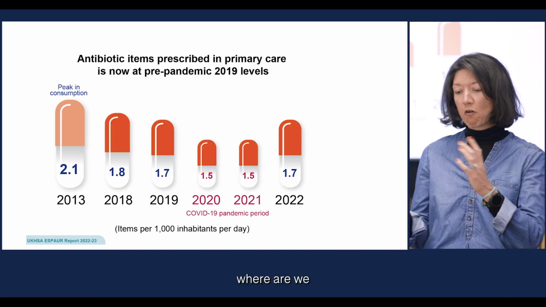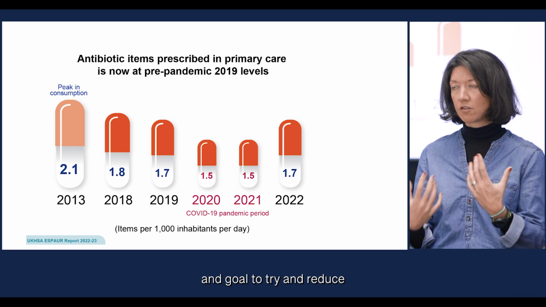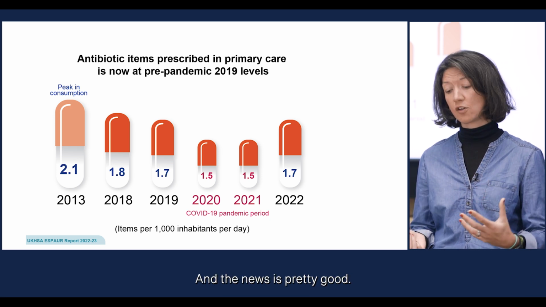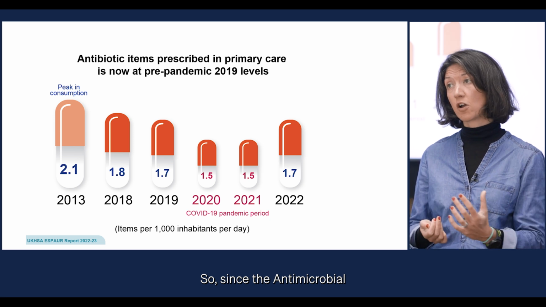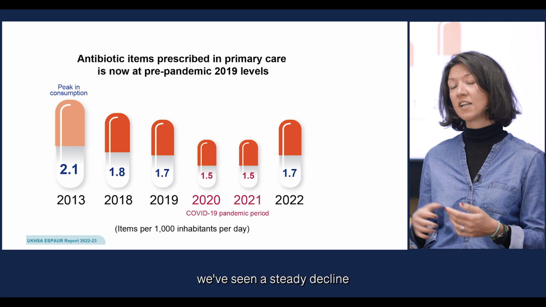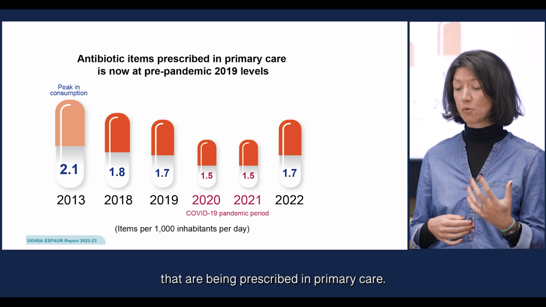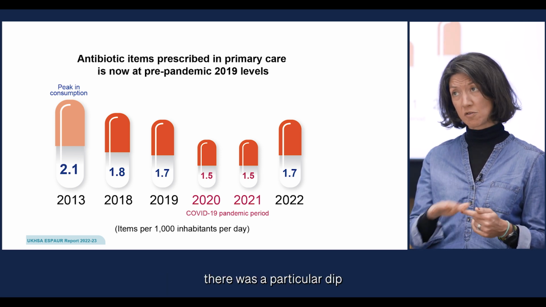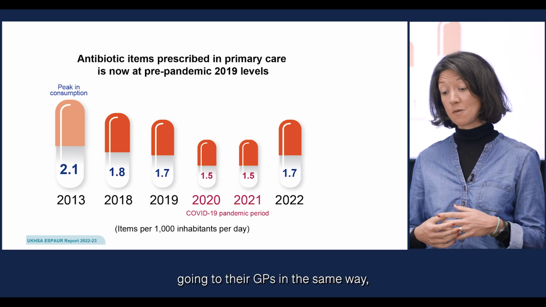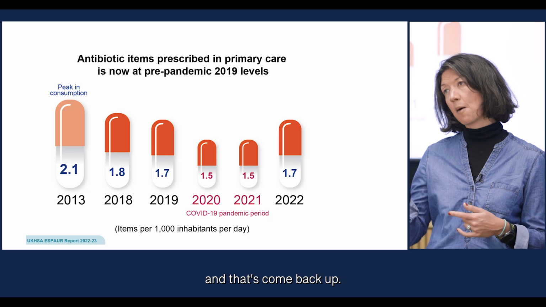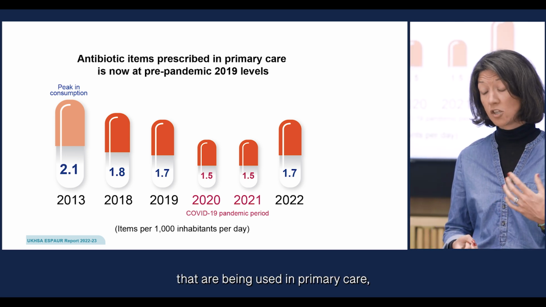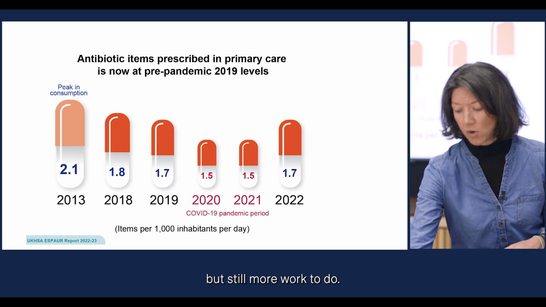So very briefly, where are we in terms of this idea and goal to try and reduce antibiotic use in primary care? And the news is pretty good. Since the antimicrobial resistance national action plans have been in place, we've seen steady decline in the amount of antibiotics that are being prescribed in primary care. You can see there was a particular dip during the COVID-19 pandemic because people weren't going to their GPs in the same way, and that's come back up. But overall, a reduction in the amount of antibiotics that are being used in primary care, but still more work to do.